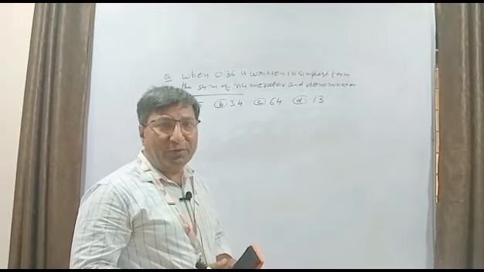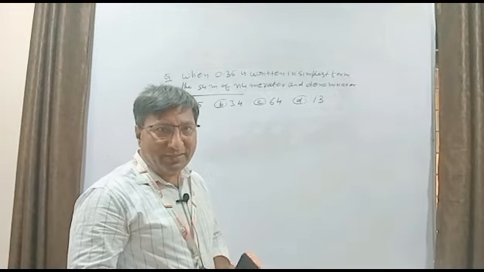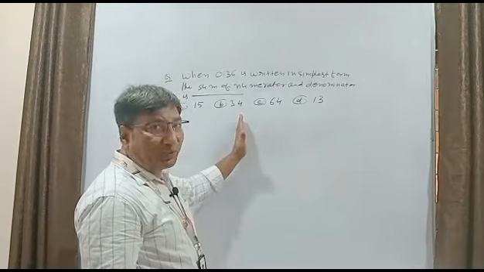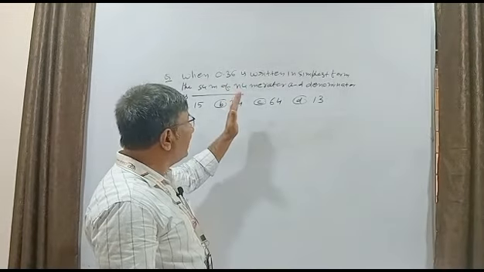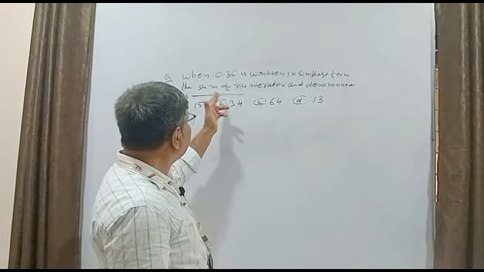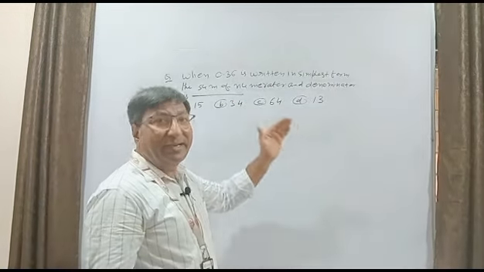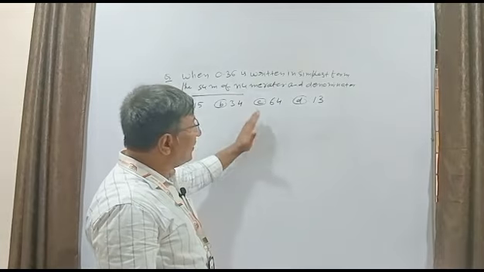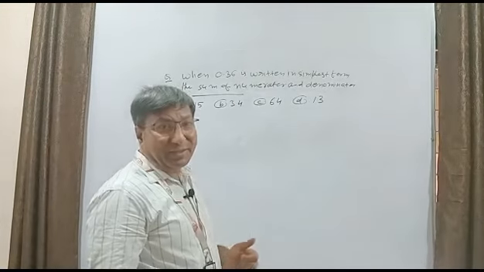Most important question of aptitude. Let us see the question. The question is what? 0.36 is written in the simplest form, the sum of numerator and denominator. So very simple question, but a lot of people tend to make mistakes here.